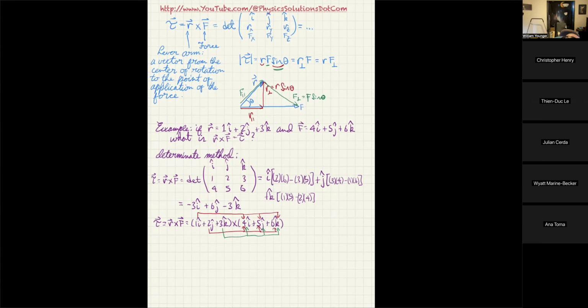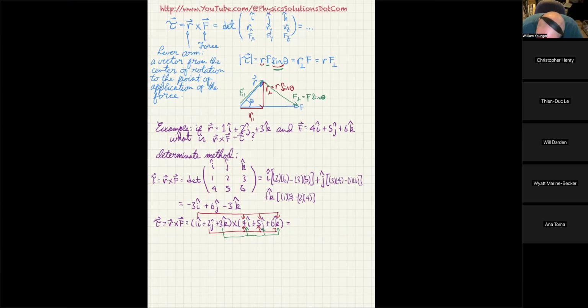So in doing it, this is the process that we go through. First off, I've got 1 i hat crossed with 4 i hat. Whenever you do a cross product, just like the dot product, it's what we call a linear operator. So that means I can pull all the numbers out to one side and just let the actual vectors operate on each other.